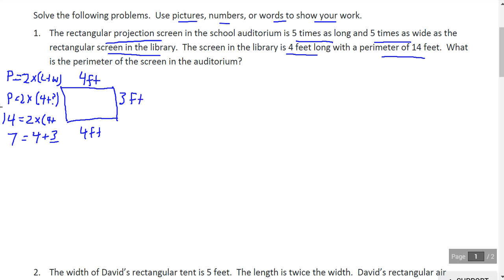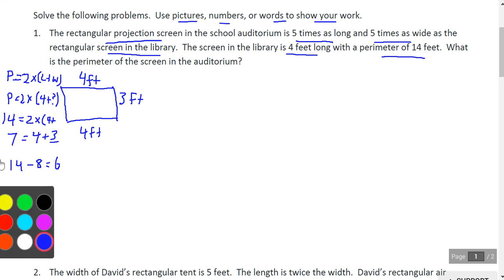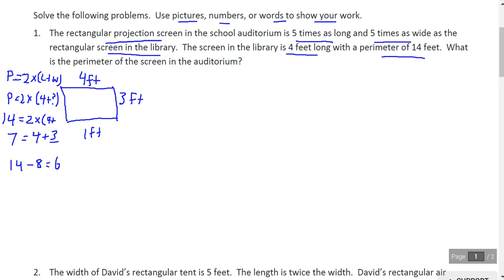And you say, well, how did you do that? Another way to look at it is we had 14 feet, and we can take away 2 of the 4s, take away 8. Well, that's going to equal 6. So the 2 sides that are left have to be 3 each. So that's another way to think about it. There's more than one way to do it correctly. So now we know the length and width of the screen in the library.